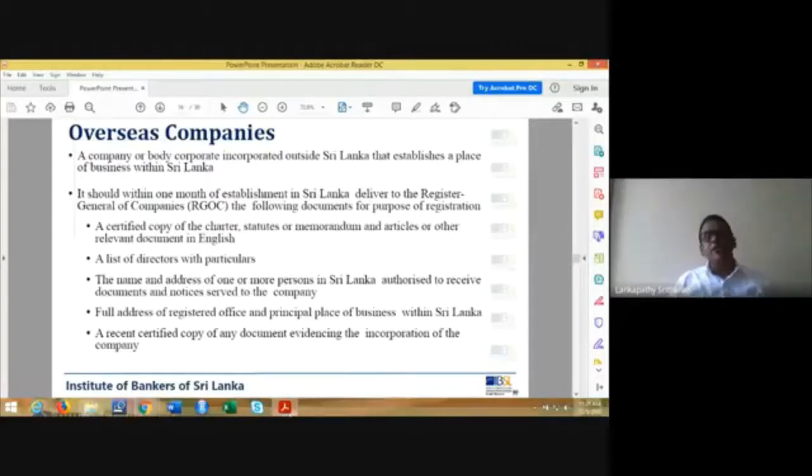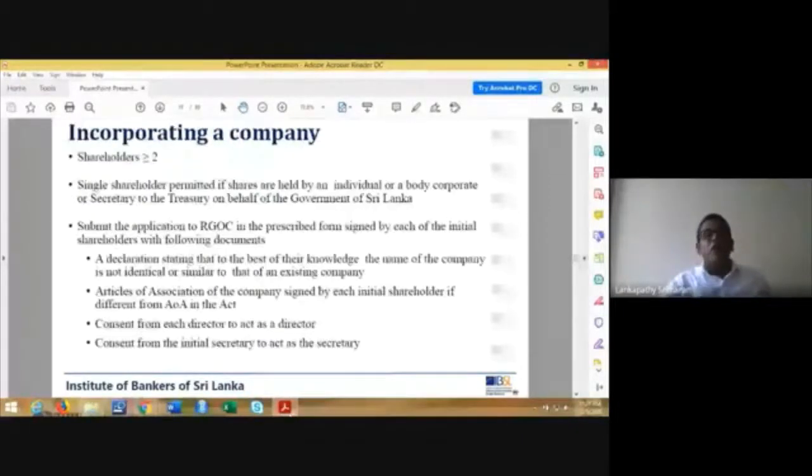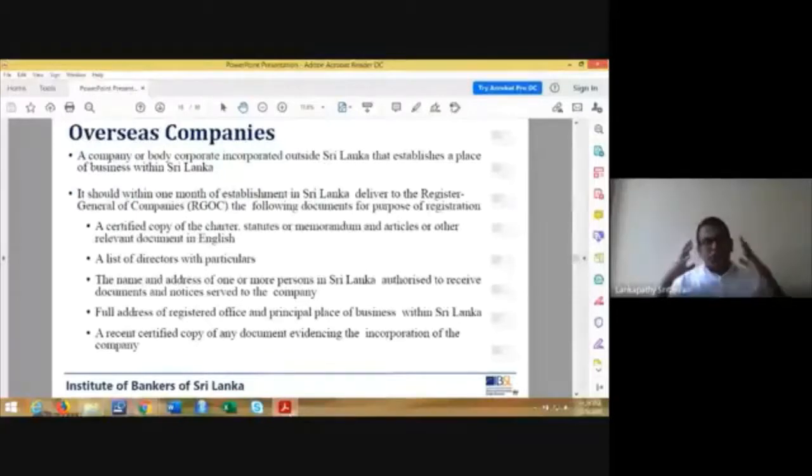The name and address of one or more persons in Sri Lanka authorized to receive documents and notices served on the company. These are similar to the offshore companies. And the full address of the registered office and principal place of business within Sri Lanka, and a recent certified copy of any document evidencing the incorporation of the company in the foreign country. So the main difference between the offshore company and the overseas company is that an offshore company can't have any business within Sri Lanka, but overseas companies can establish a place of business within Sri Lanka. Other documentation is more or less similar. Any questions?